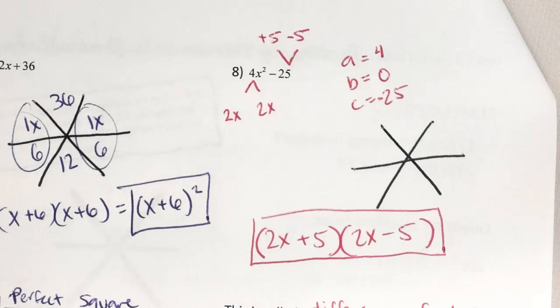Okay, last two go pretty quick. On number 9, what do we have to do first? We have to take out the GCF. This is what happens if you don't take out the GCF. So I want to show you something.